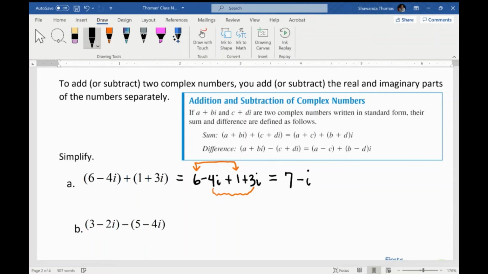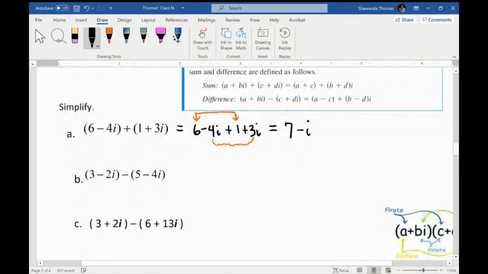And I try, for the most part, to write it as the real part first and then the imaginary part. Normally I write it like that. Sometimes I don't, but I try.